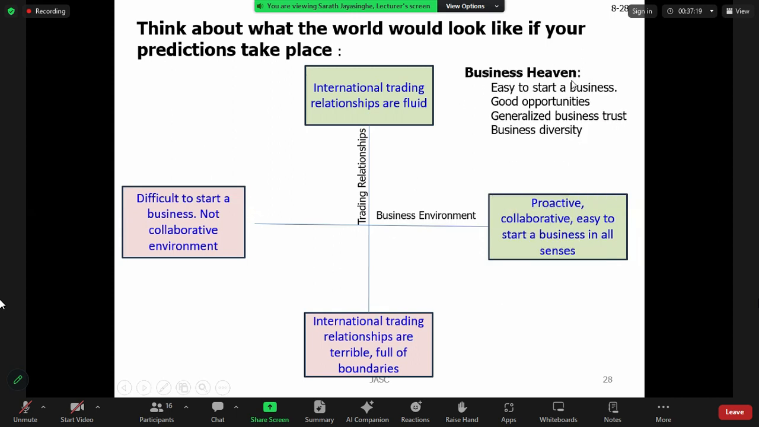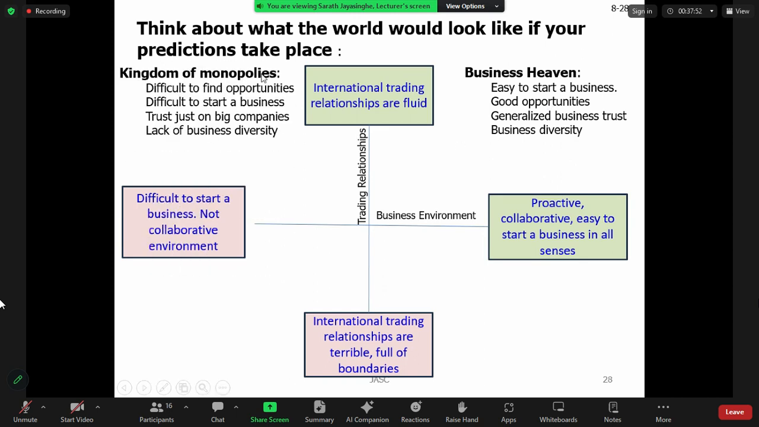First, business heaven. If this happens and this happens, it's a business heaven: easy to start a business, good opportunities, generalized business trust, business diversity. That is why it is called business heaven. A good environment for doing business, right? Because the business environment is proactive and collaborative, and here international trading relationships are fluid. Everything is good for this kind of business.